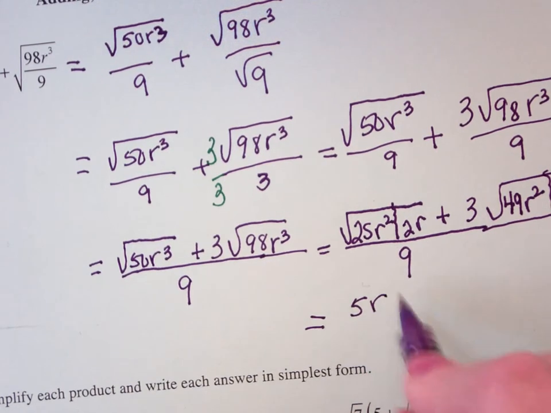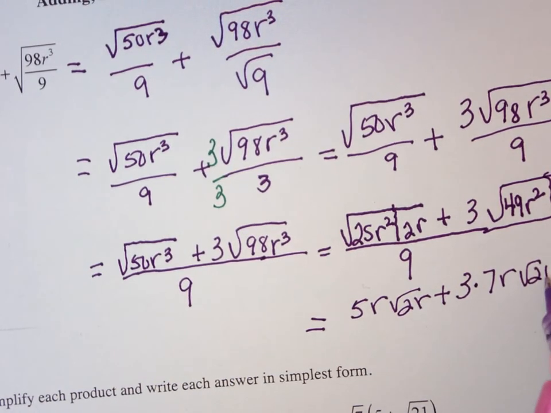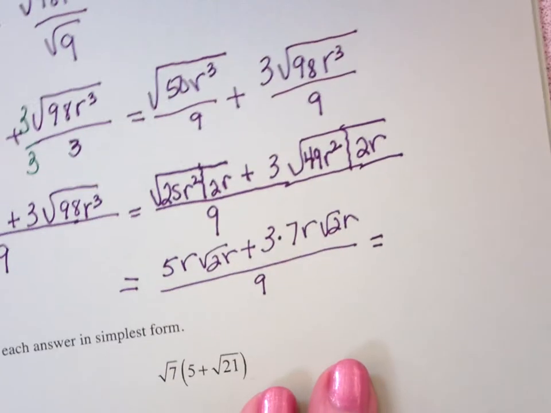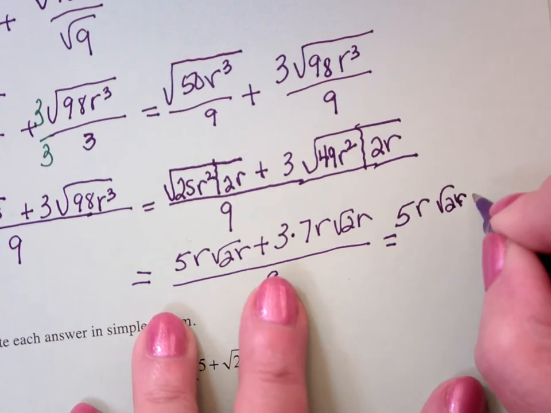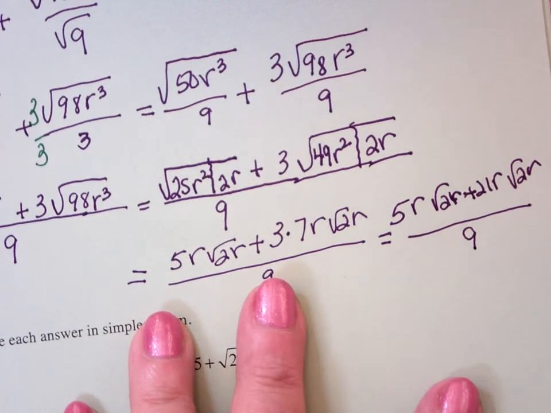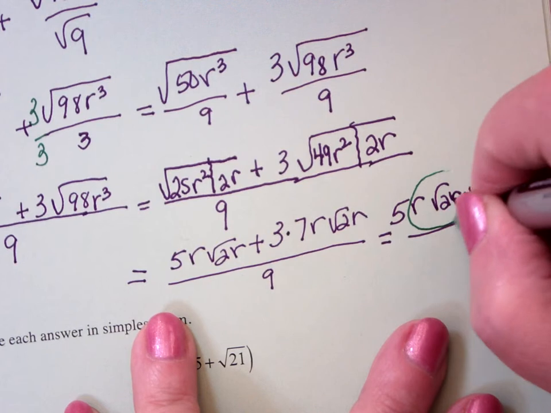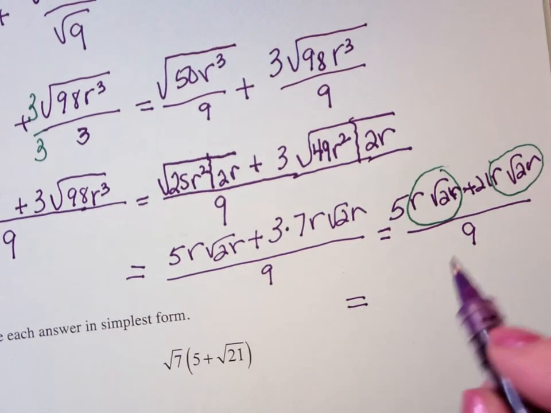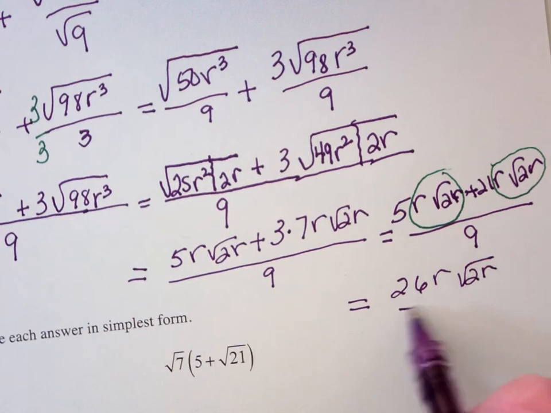This is 5r square root of 2r plus 3 times 7r square root of 2r, over 9. Which is 5r square root of 2r plus 21r square root of 2r, over 9. And if I look at and circle everything but the number, I notice what I've circled are the same. So this becomes 5 plus 21 is 26r square root of 2r, over 9.